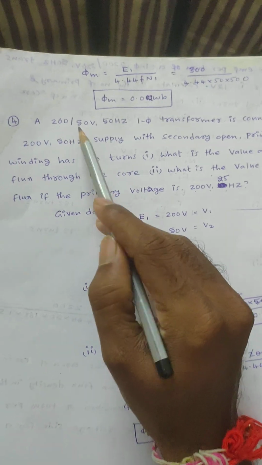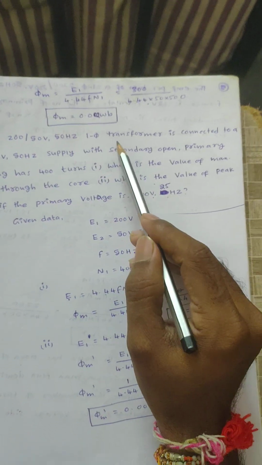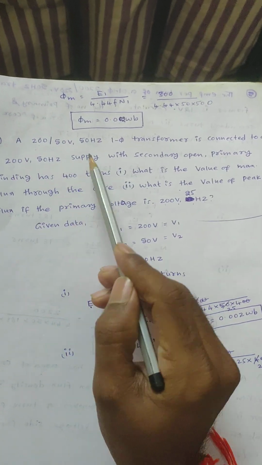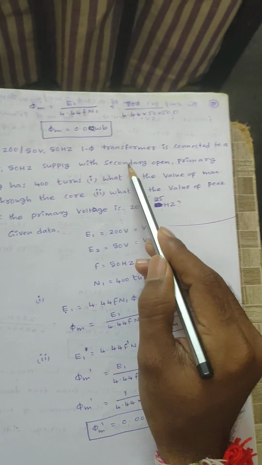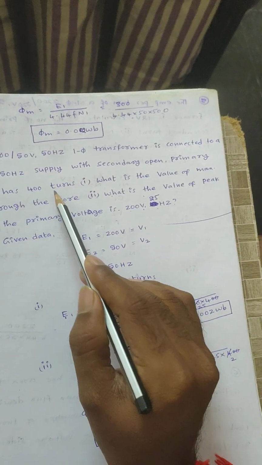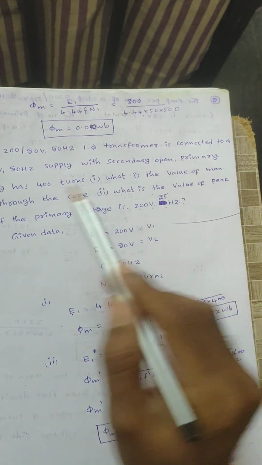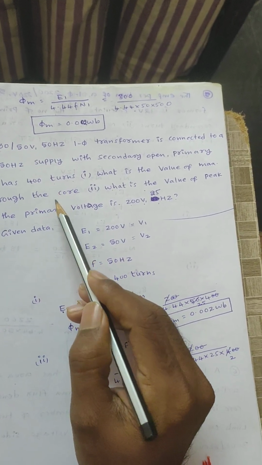Now see here, a 200/50 volts, 50 Hz single phase transformer is connected to a 200 volts, 50 Hz supply. That means the primary side is connected, with the secondary open circuited. The primary winding has 400 turns. What is the first bit? What is the value of maximum flux through the core? That means we need to calculate flux phi m.